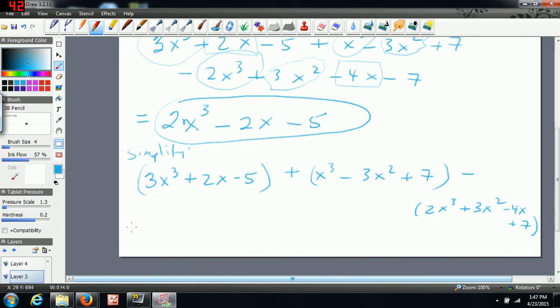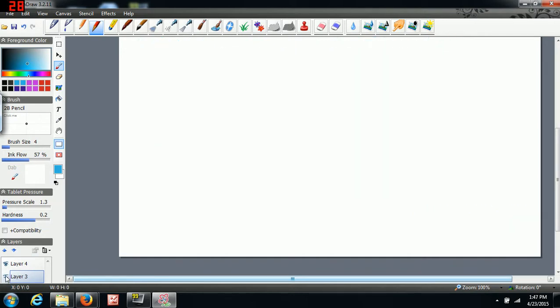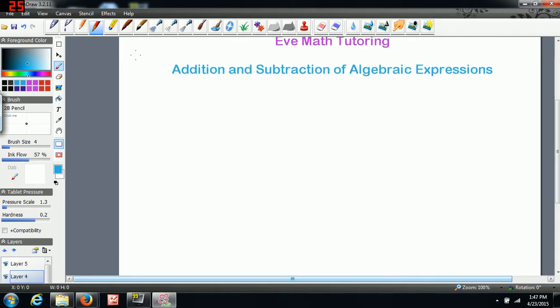Okay, now in this case, let's take this to the next page here because we're going to need some more space. Okay, let's rewrite that again. So you're asked to simplify the following. We don't actually need a bracket in front of the first one. So plus 2x minus 5 plus, okay, actually no, I'm going to go ahead and put brackets now.